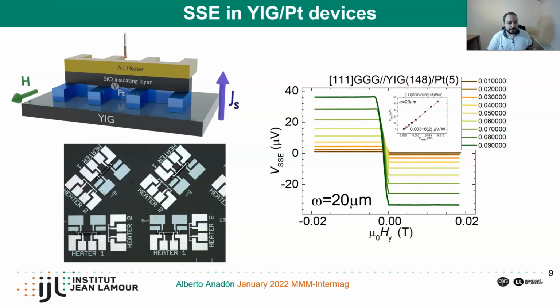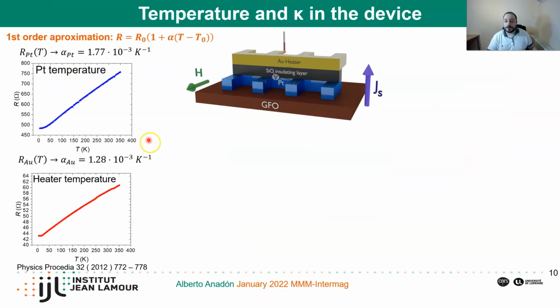And then we can move to study in a more careful way the temperatures and all the properties of our system to be able to quantify properly. So first, what we can do is have an estimation of the temperature in each of these layers, for example in the gold and in the platinum layers. Here we can use a first order approximation, because both gold and platinum are metals and work well with this kind of formula.